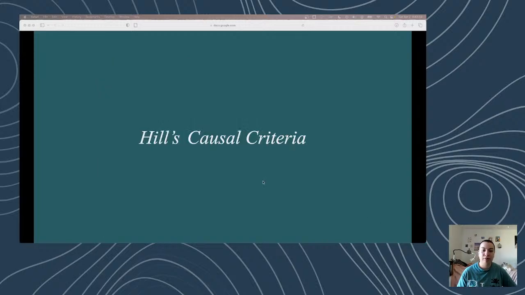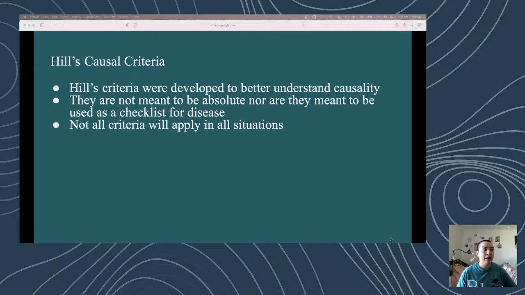Now, this next part is going to be the most important for your Unit 2 homework. This is Hill's causal criteria. These are not perfect. This homie, Bradford Hill, came up with 9 criteria to try and better understand causality. These are kind of old and imperfect, and we'll go over which are still helpful because some have been completely debunked as useless. But they were never meant to be absolute, nor are they meant to be used as a checklist for disease. It's always been understood that not all criteria will apply in all situations. But if you want to make a causal claim, these are your things to consider.